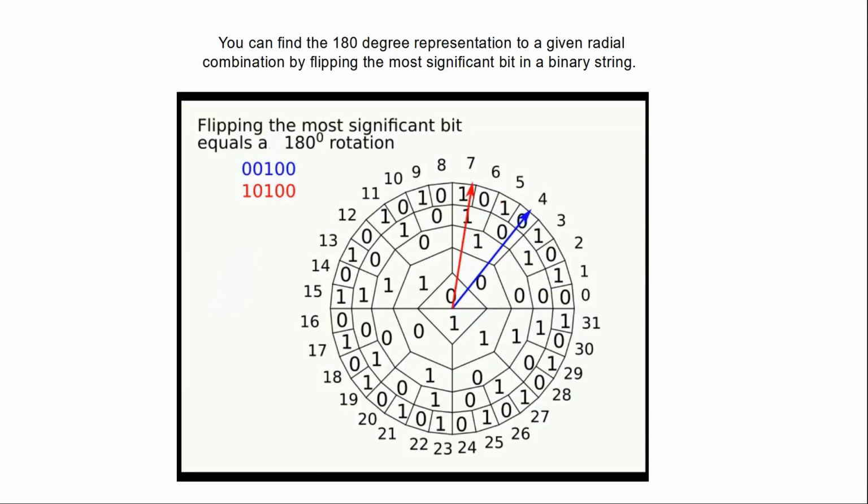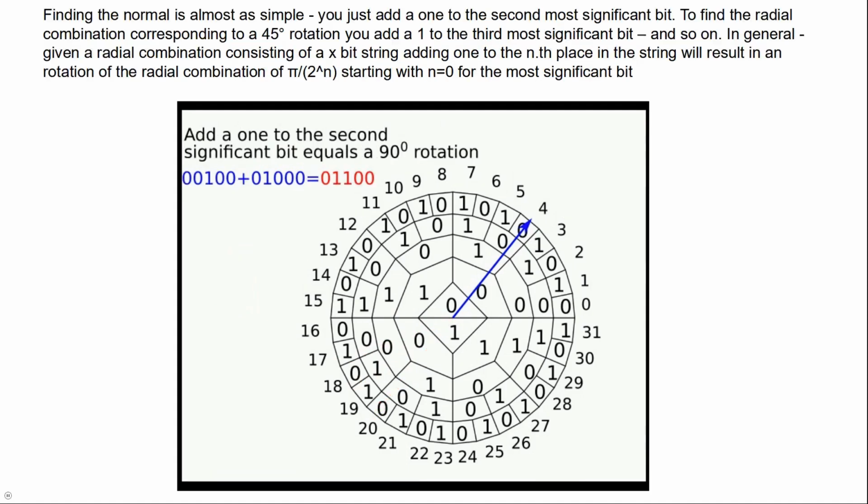You can find a 180-degree representation of a given radial combination by flipping the most significant bit in a binary string. Finding the normal is almost as simple: you just add a 1 to the second most significant bit. To find a radial combination corresponding to a 45-degree rotation, you add a 1 to the third most significant bit, and so on.